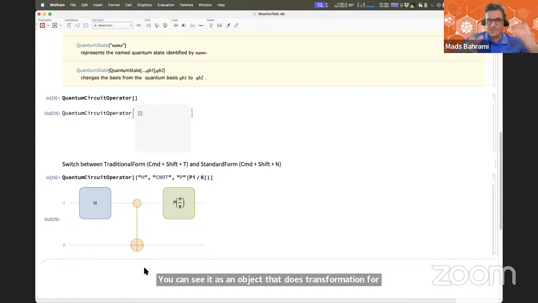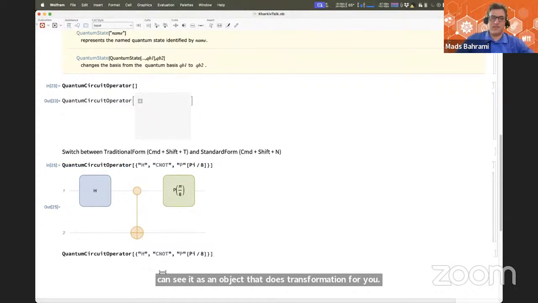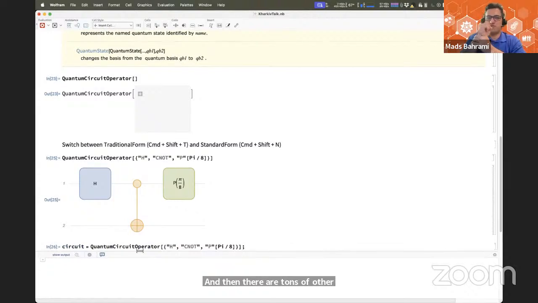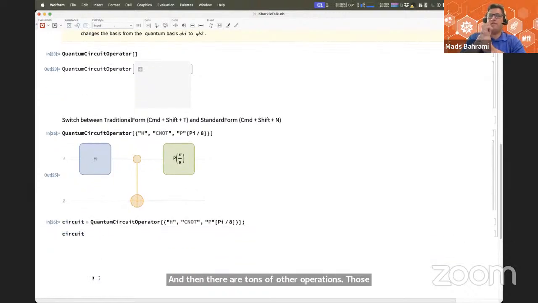What this object does is you can see it as an object that does a transformation for you. Fundamentally, in simple terms, the way that we designed our quantum framework is that there is a fundamental object that saves the data of your quantum system, let's call it a quantum state. And then there are tons of other operations. Those operations do transformations. And everything can be done in the most generic way.